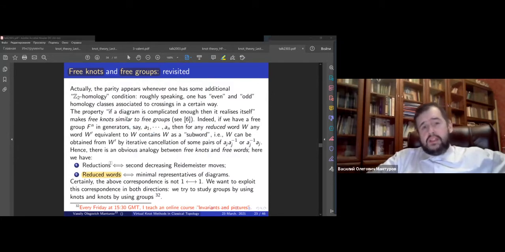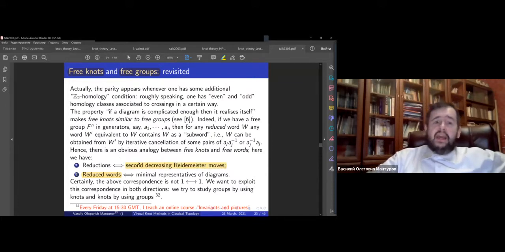Okay, and for knots, I would be very happy to deal with just second decreasing Reidemeister moves and nothing else. And if I can do this way, then I can get to the minimal representative just by using the diamond lemma. And actually, I can get rid of the first Reidemeister move and the third Reidemeister move because, well, I can have such magic brackets.